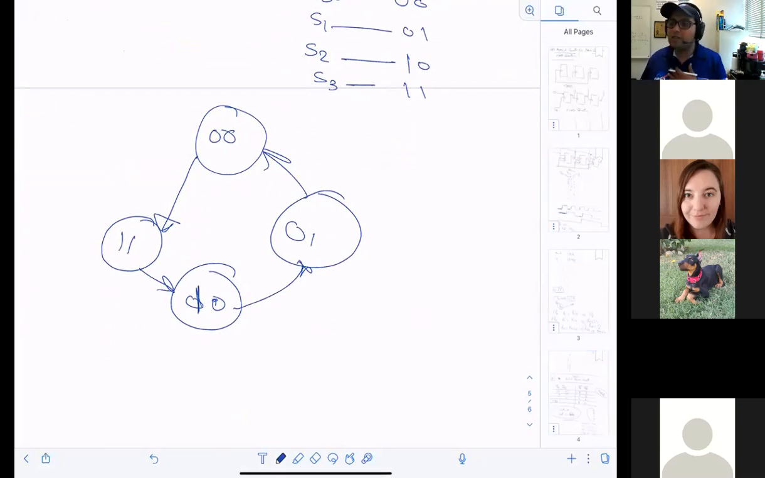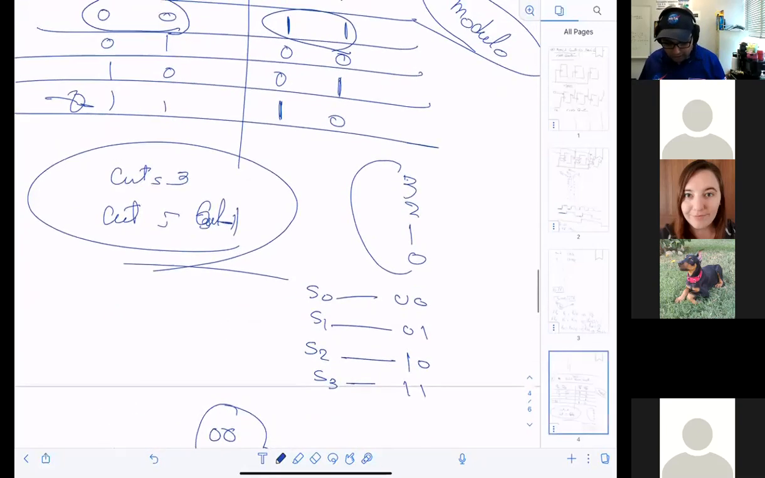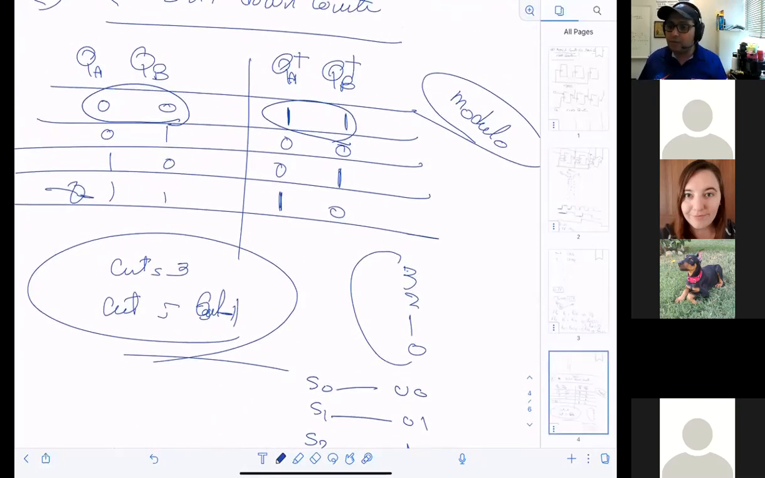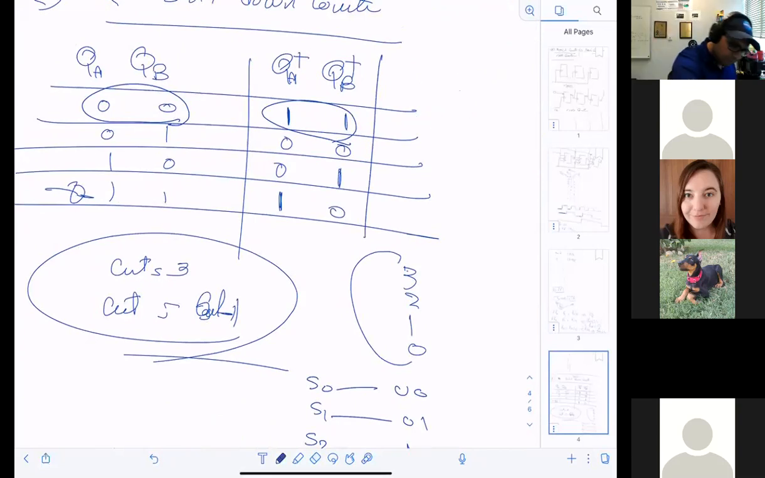If I would like to finish my design, I have to nominate a flip-flop to be the one I'm gonna use for implementation. So extend my table here. Because nobody told me which flip-flop I'm gonna use, I will just use the T, right? So I'm gonna have here TA and TB.